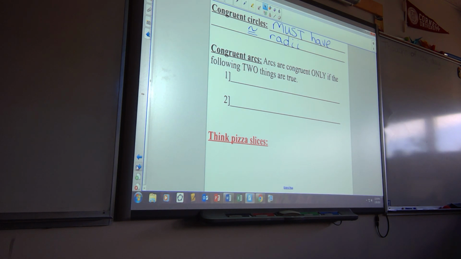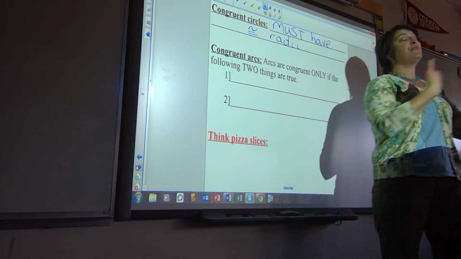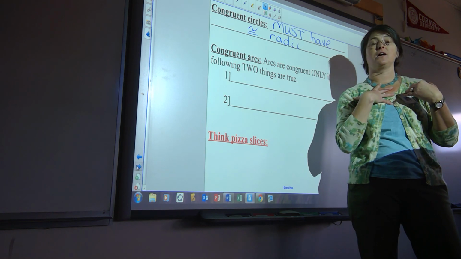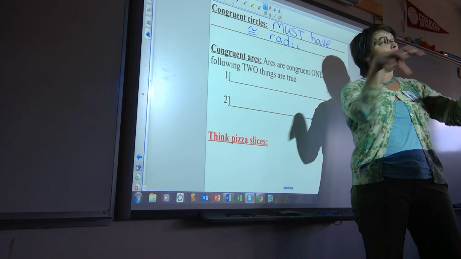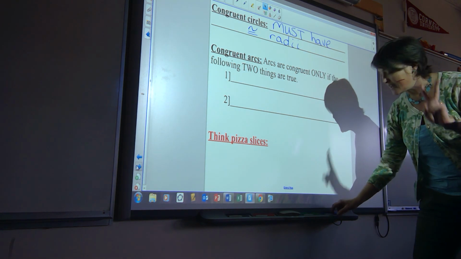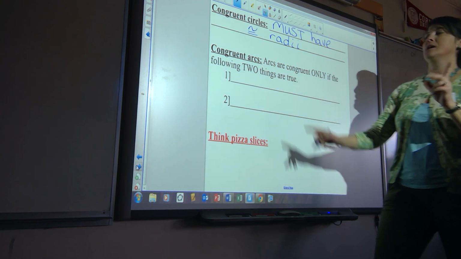What I'm trying to get at here is that there were 2 things that mattered. It didn't just matter what the radius, the size of the pizza, was. It also mattered what size I cut those slices. So the angle will also play a role. If her pizza was cut into equal thirds and my pizza was cut into equal thirds, then in theory, all those crust pieces would be congruent. So there are 2 things that matter to have congruent arcs.